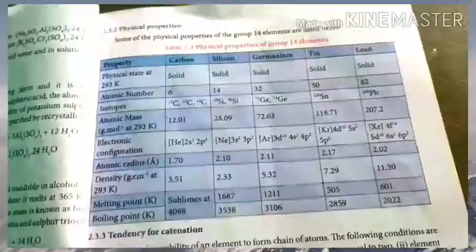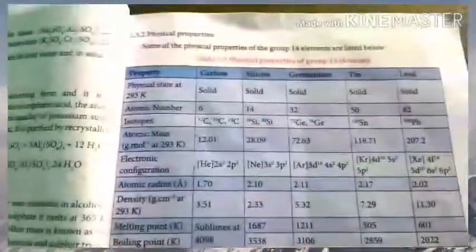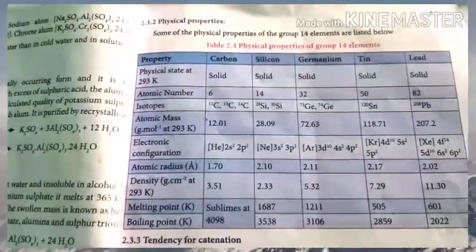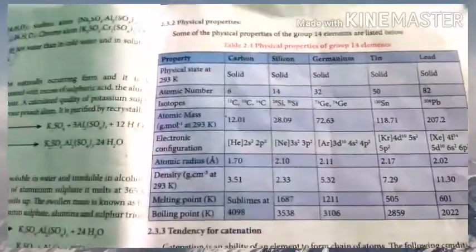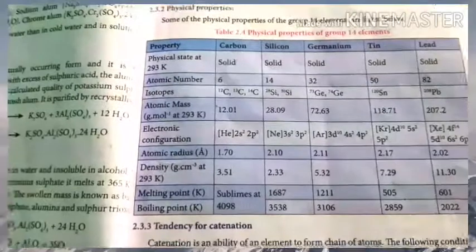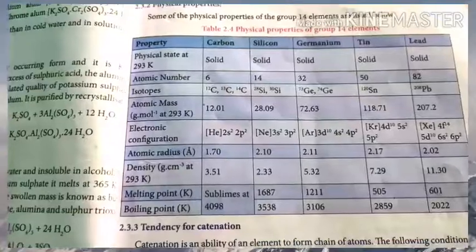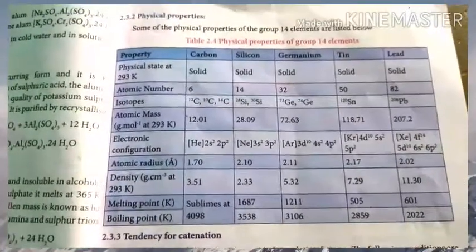These are some physical properties of the elements of the carbon group: carbon, silicon, germanium, tin, lead. They are all solids. The atomic number, atomic weight, electronic configuration, melting point, and boiling point details have been given. You just go through this table.